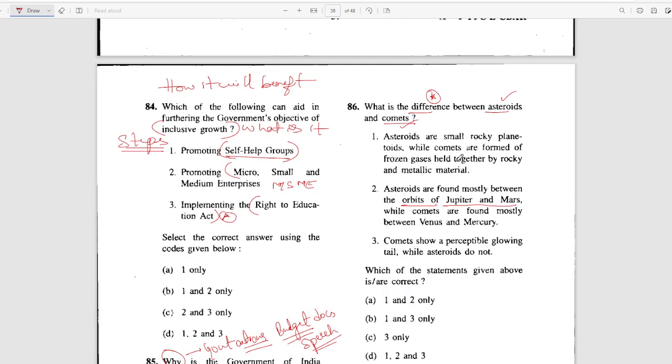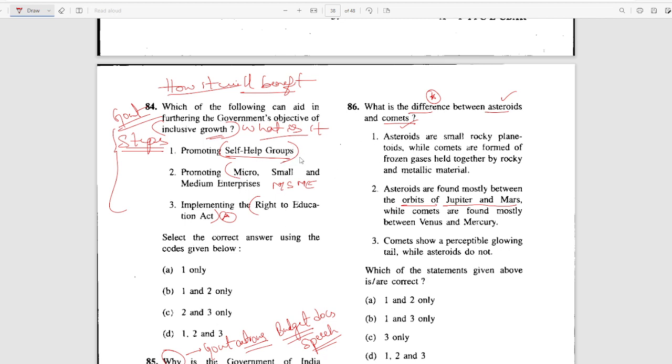The next is the 84th question. Which of the following can aid in furthering the government's objective of inclusive growth? So the first thing that you have to do is learn what is inclusive growth, how it will benefit the society and the country, and what are the steps that are taken by the government to further inclusive growth. Here the options are promoting self-help groups, promoting MSMEs, and implementing the right to education.